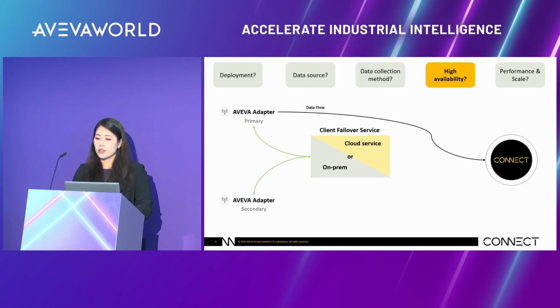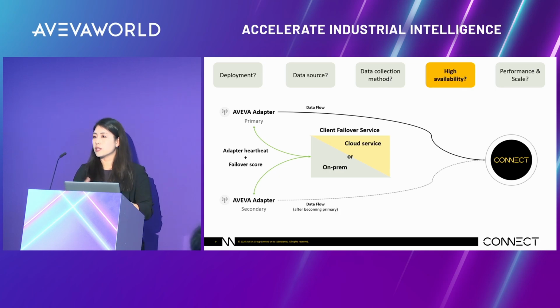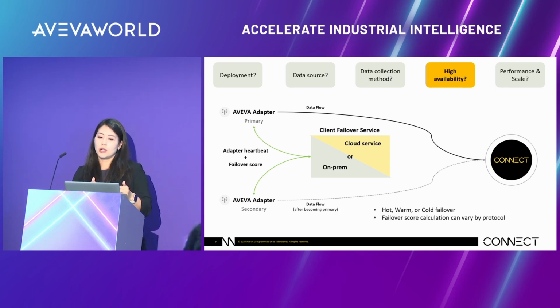So the failover service monitors the adapter's heartbeat data as well as the failover score that's presented by the adapter to promote whichever is the healthiest adapter to a primary role. So assuming, let's say the secondary gets promoted, then it will start sending that data. And we also support hot, warm, or cold failover depending on what you need. So you have a way to manage your failover configuration in the best way possible for your company.